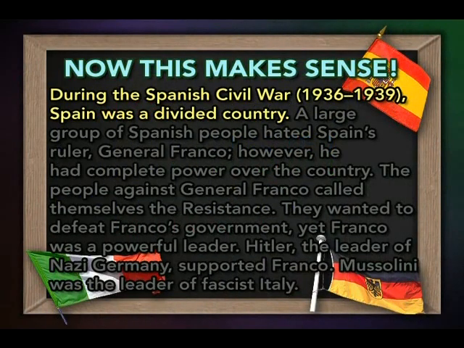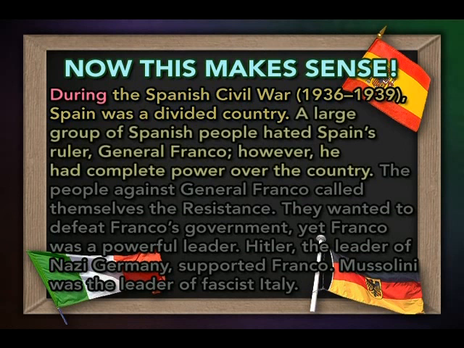Here's my answer. During the Spanish Civil War, 1936 to 1939, Spain was a divided country. I used during to show time. I'm showing while the Spanish Civil War was going on, Spain was a divided country. So I've linked the two with a transition that makes sense. A large group of Spanish people hated Spain's ruler, General Franco. However, he had complete power over the country. The however shows contrast. They hated him, but he had complete power. So I've shown the relationship between those two.